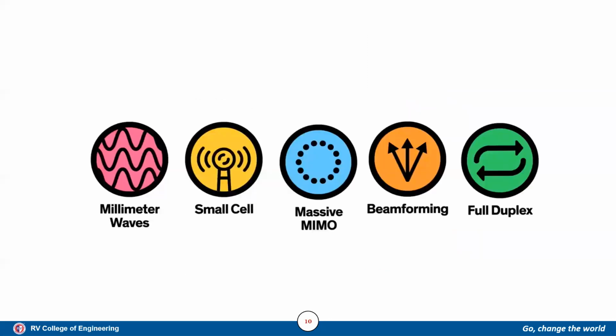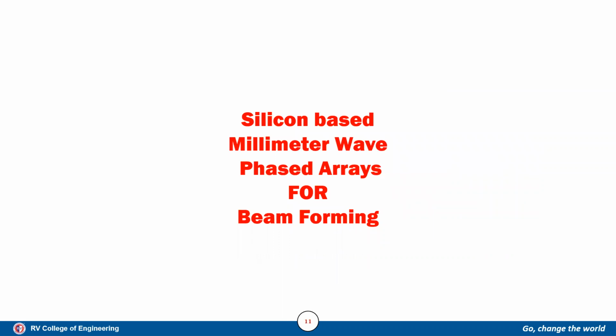To me, 5G appears to be the composition of five emerging technologies: millimeter waves, small cell, massive MIMO, beamforming, and full duplex. So the topic of today's presentation is silicon-based millimeter wave phased arrays for beamforming. Many engineering courses at undergraduate level restrict themselves to system level analysis, and the way it is implemented on silicon lies in the semiconductor companies themselves. Today, I would like to make an attempt to discuss the silicon implementation of communication systems.